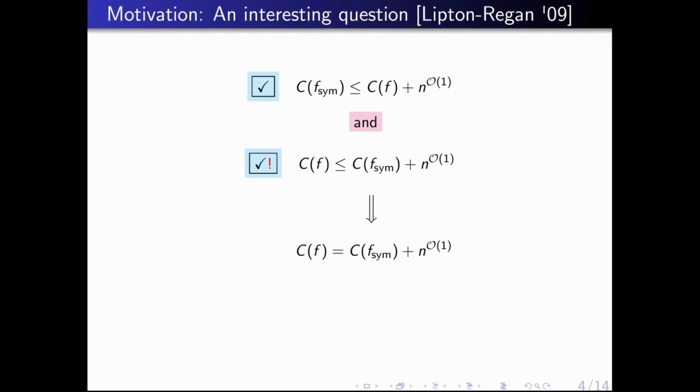If this would have been true, what could be its implication? Imagine we want to prove a lower bound for some arbitrary polynomial. Then we can replace this arbitrary polynomial by the related symmetric one, because their complexities won't differ much. This is one of the reasons why Lipton and Regan were interested in the second inequality, to know whether that holds or not. Interestingly, in 2018, Blaser-Jindal answered this question affirmatively.